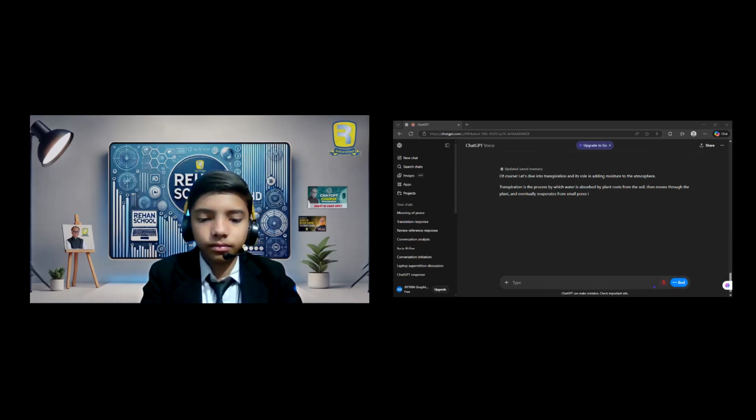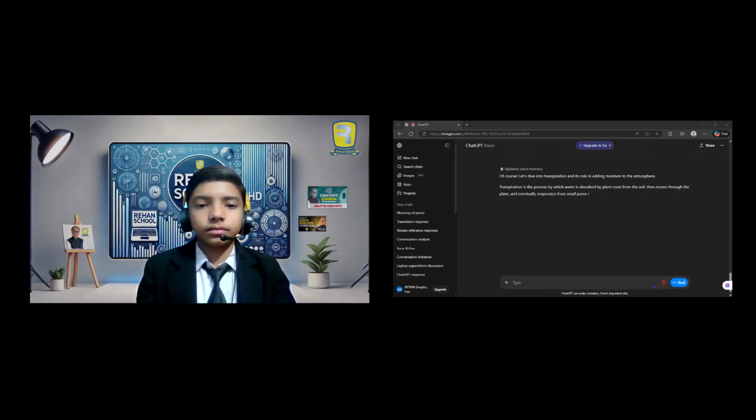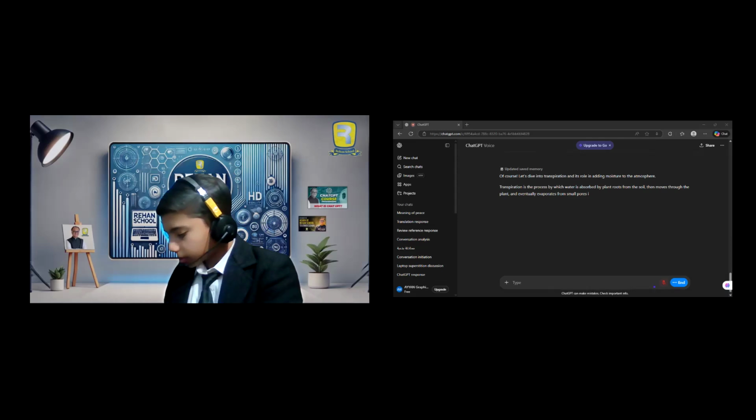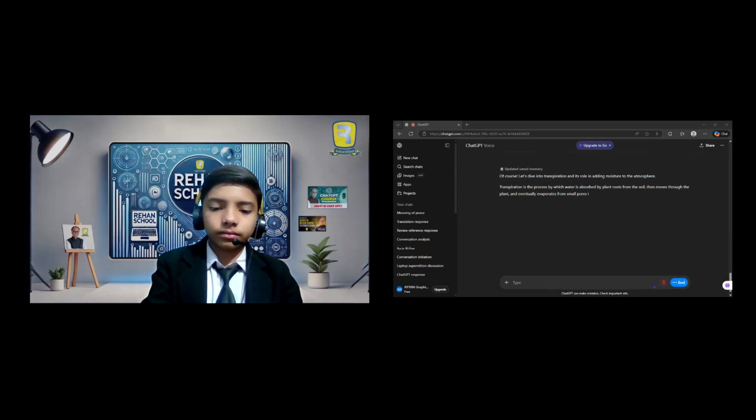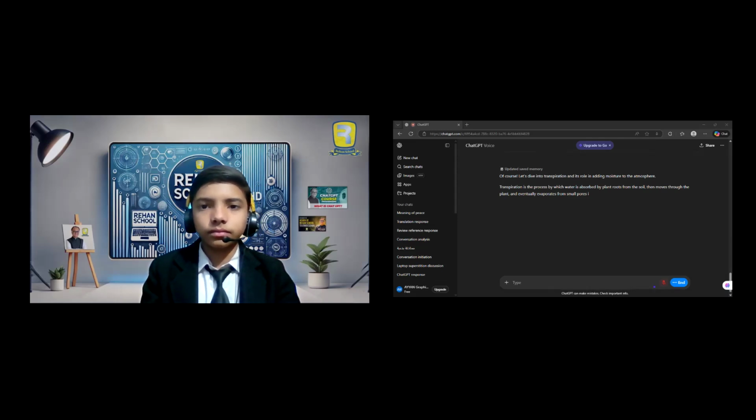Transpiration also plays a key role in cooling the environment. As water evaporates from the leaves, it absorbs heat, which helps to lower temperatures around the plant. This cooling effect is especially noticeable in forests and other densely vegetated areas. Furthermore, transpiration is vital for maintaining the water cycle.